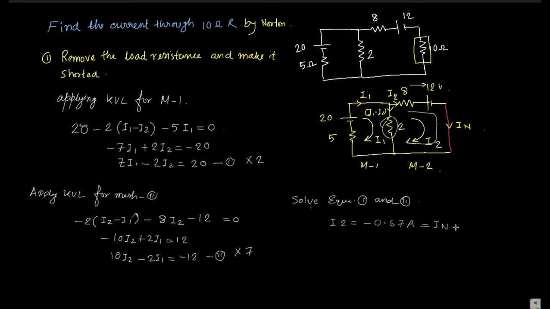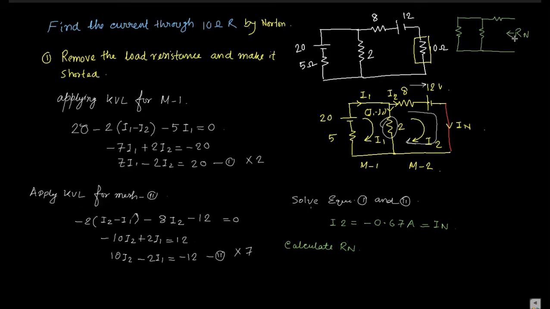Now what should we do? Then we can calculate RN. For calculating RN, what should we do? We should replace the voltage source and current source depending upon their internal resistance. Here no current sources are there, only voltage sources, that's why you can make the circuit short. So what will be the circuit? This is the 5 ohm, this is the 2 ohm, and this is the 8 ohm. And this is the RN.